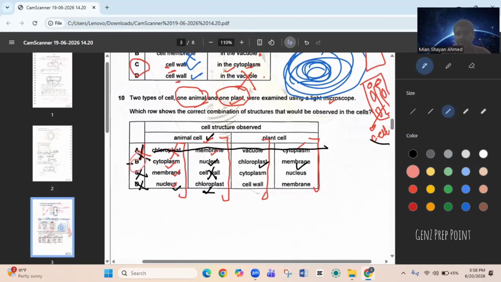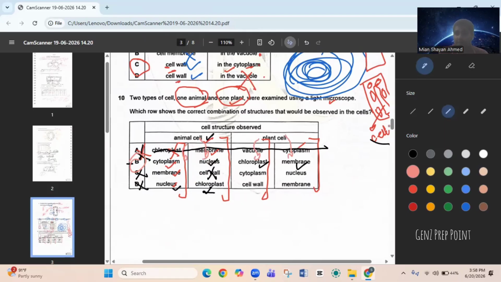I hope there won't be any questions. If you want to ask, I just want to say you have to just label. You have to just correct the option, which sequence is right. What structures are present in the animal cell among these, and what structures are present in the plant cell among these.